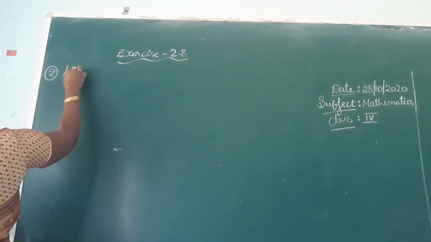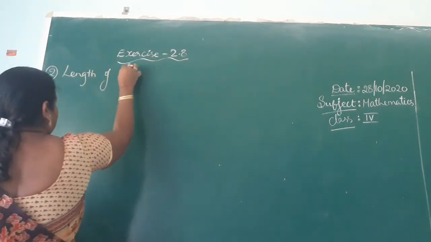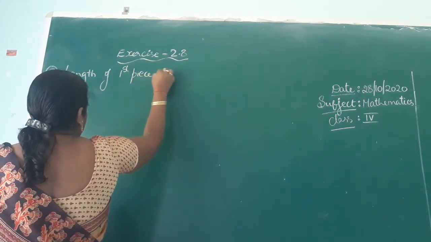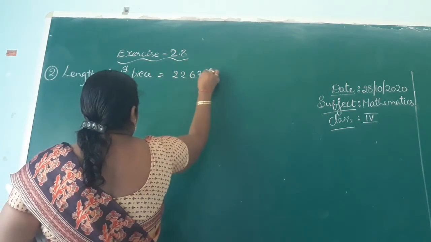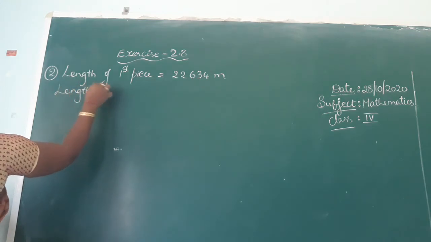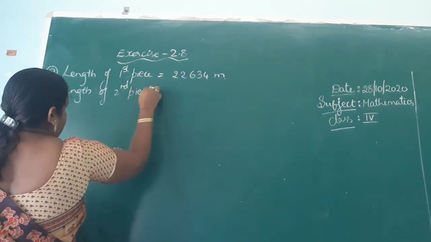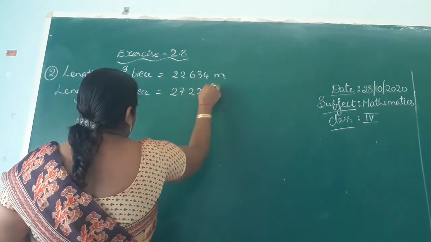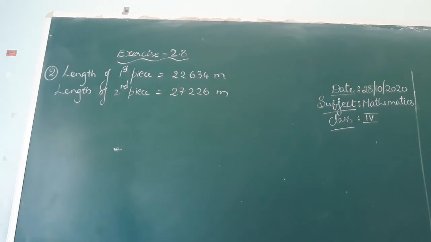Second, length of first piece. They cut two pieces. First piece length is 22,634 meters. Next, second piece length. What is the length of the second piece? It's nothing but 27,226 meters. 27,226 meters of wire was cut.